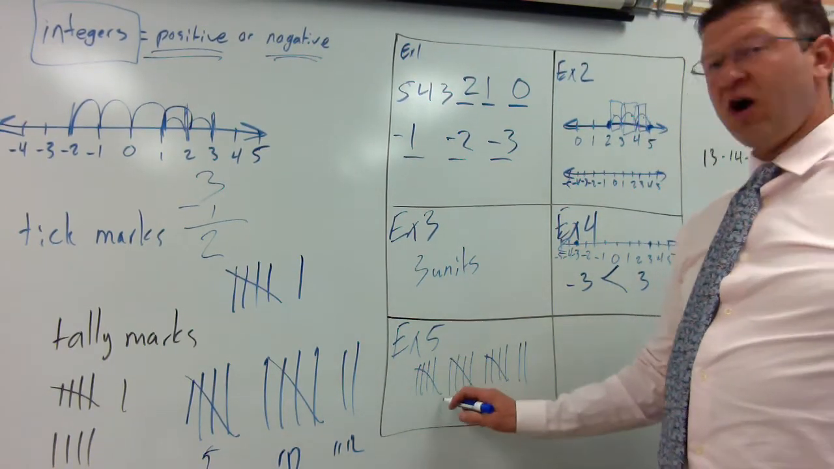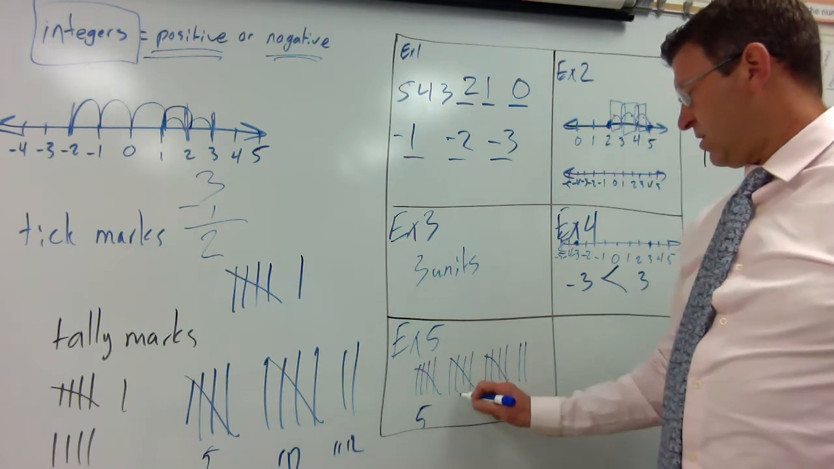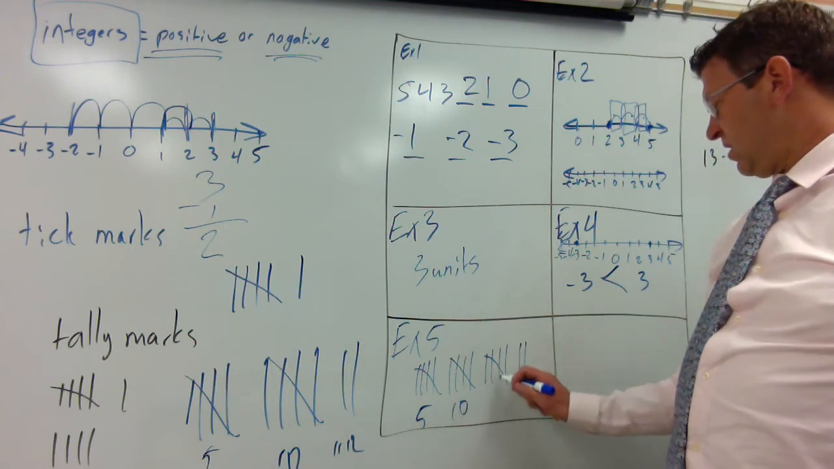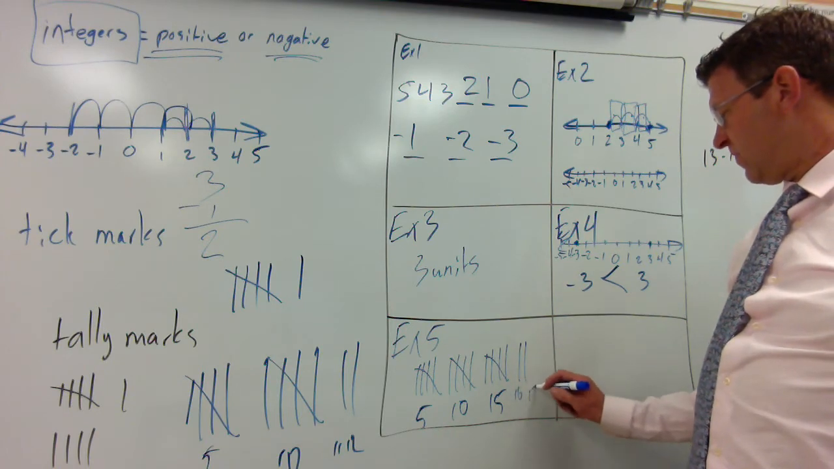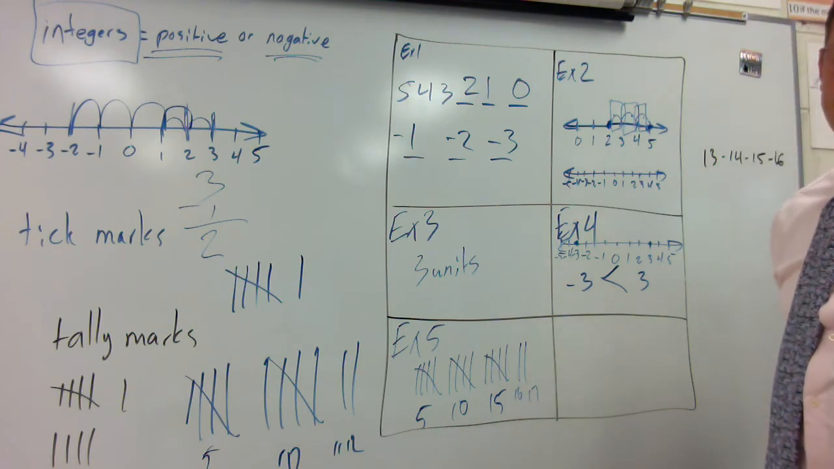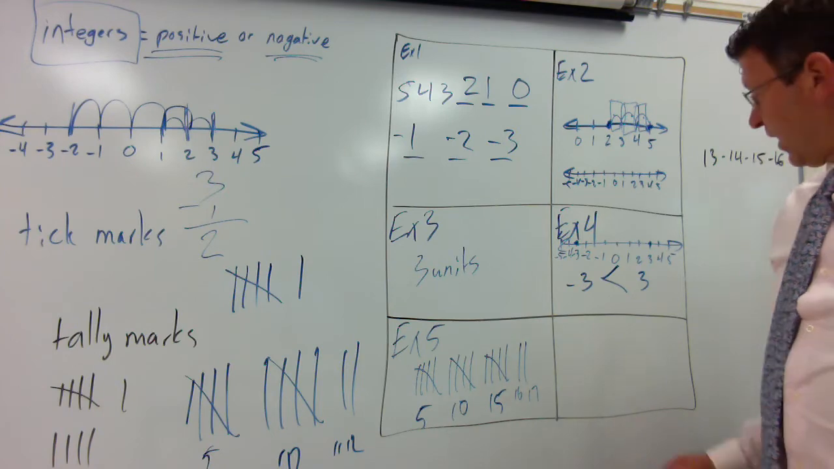Anytime you see one with a cross like this, you got 5. Another one, 10. Another one, 15. This one you'd count 16. And this one you'd count 17. Okay, we've got one box left.